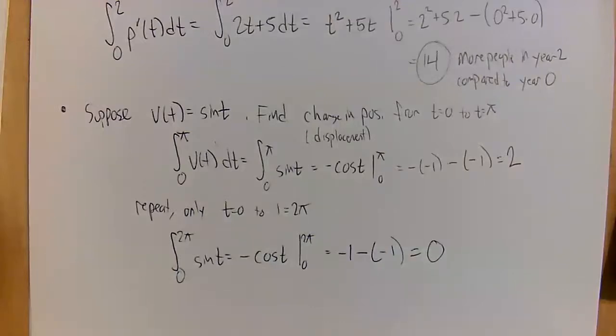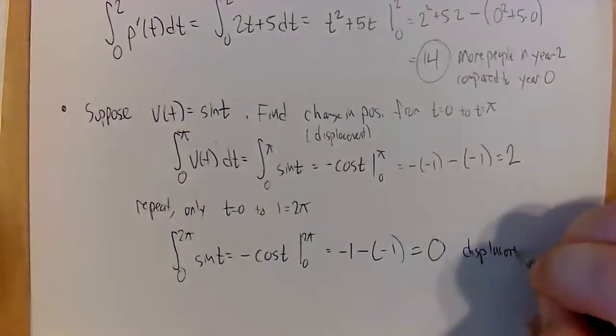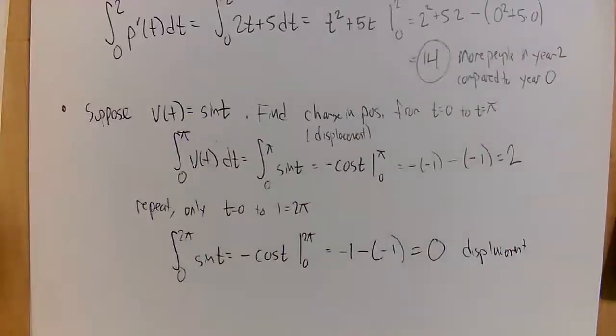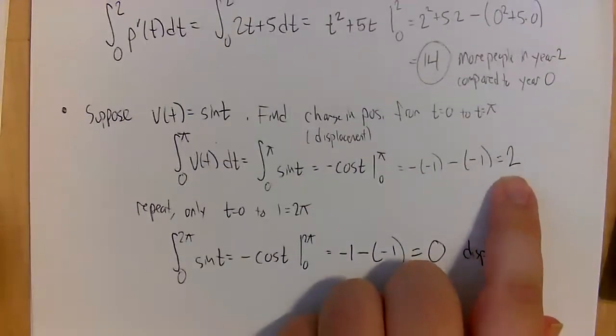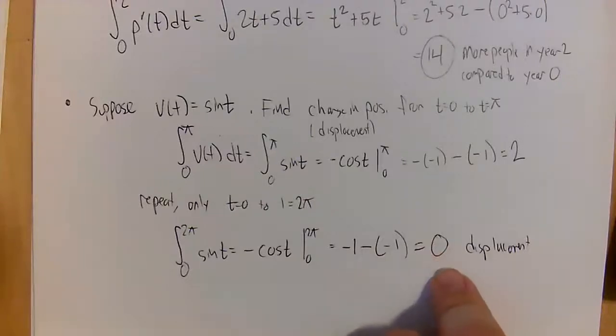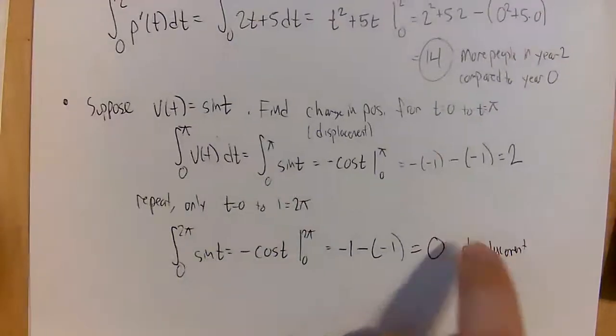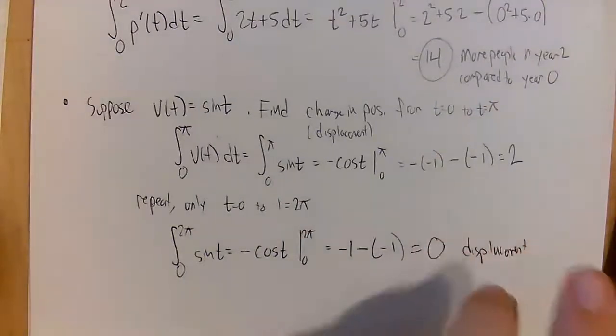So what this means is that this has 0 displacement over 2 pi seconds, or whatever our time unit is. Now, at first, this might seem kind of strange because we know that the particle moved 2 in the first pi seconds, but then somehow it's 0 away from where it started in the next pi seconds. So what happened here? Well, it turns out that this is an illustration of the difference between displacement and distance.